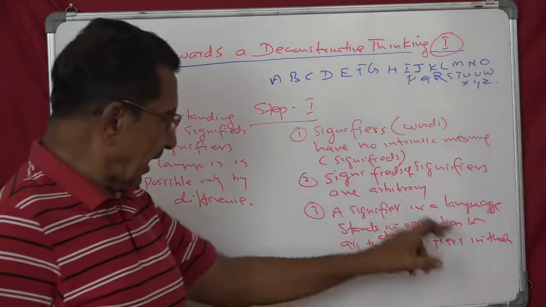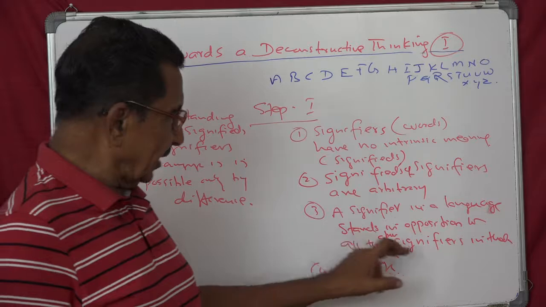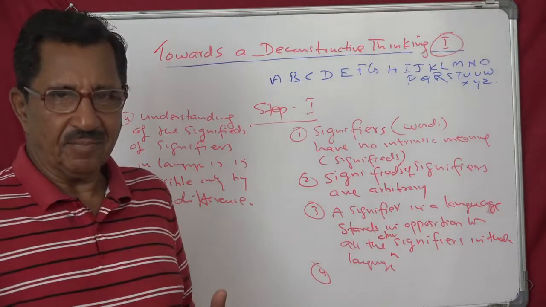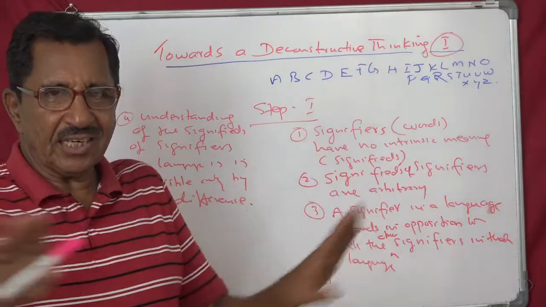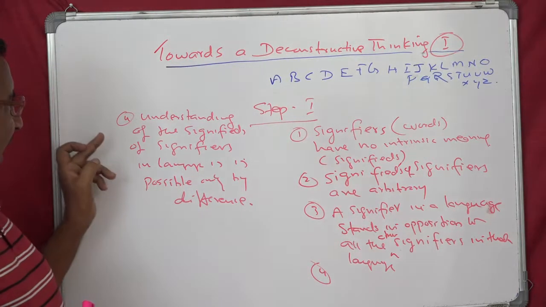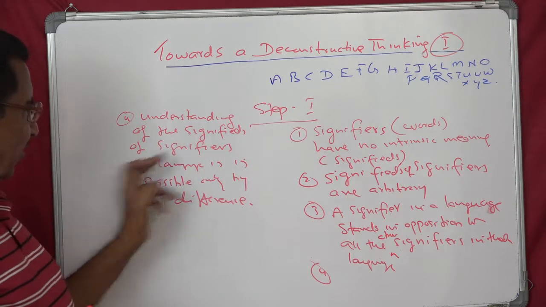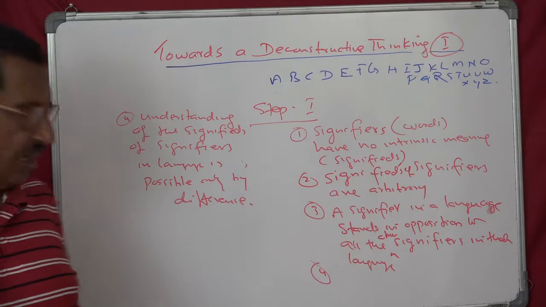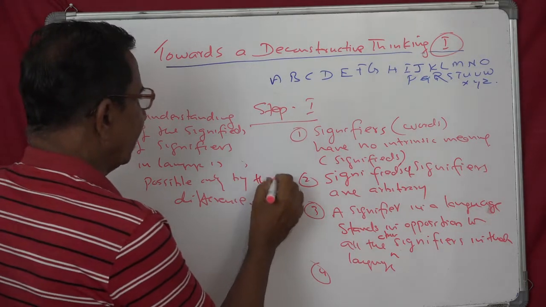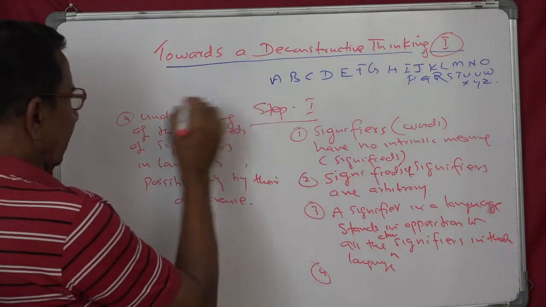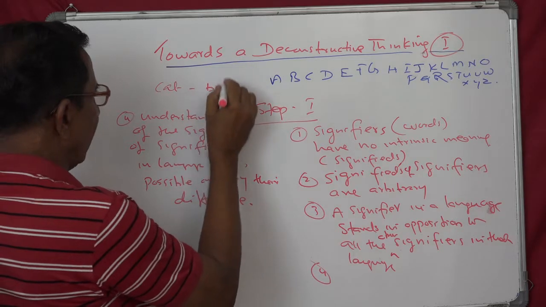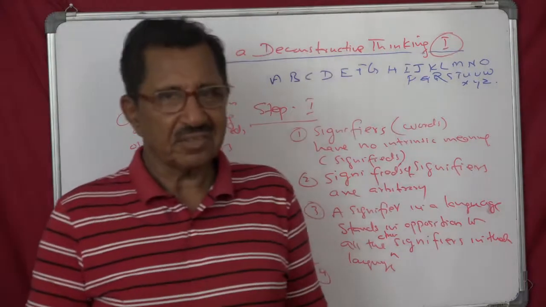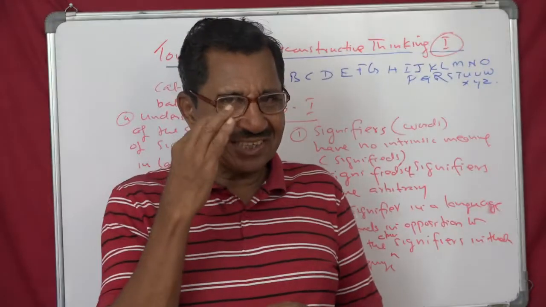Third, a signifier in a language stands in opposition to all the other signifiers in that language. That means dictionary. All the other signifiers, where you will get dictionary. That means there is only oppositional relation. And then understanding of the signifieds, meanings of signifiers, words in a language is possible only by their difference. Only by their difference. So, to establish this fact, cat is cat because it is not bat. Bat is bat because it is not man. See the difference. It's a very, I should say, fantastic discovery.